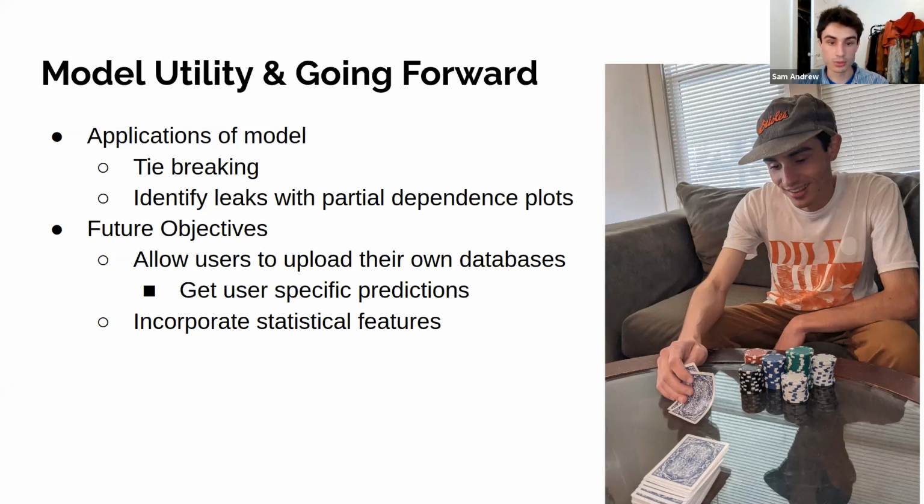Going forward, I hope to incorporate statistical features, which are something I developed but lacked enough usable data on to include in my modeling. I would also like to further develop my Flask app to allow other players to upload their data and get predictions specific to their own playing style.